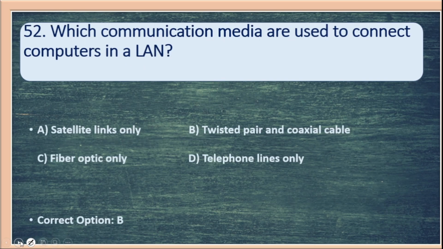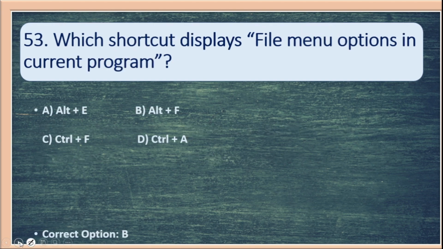Which communication media are used to connect computers in a LAN? Satellite link only, twisted pair and coaxial cable, fiber optics only, telephone line only. Answer is B. Which shortcut displays the file menu option in the current program? Alt plus E, Alt plus F, Control plus F, Control plus A. Answer is B, Alt plus F.